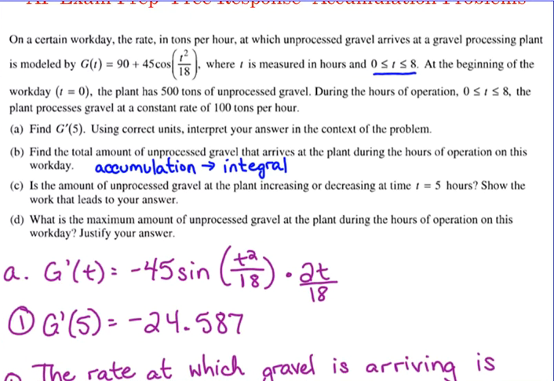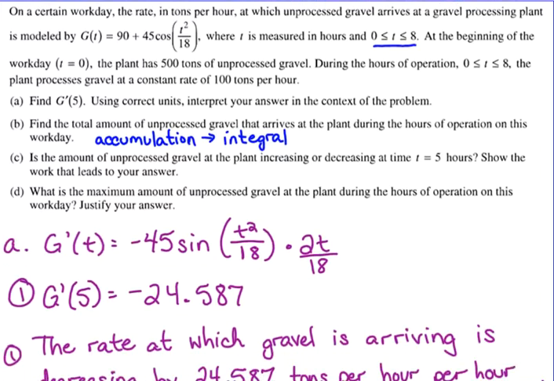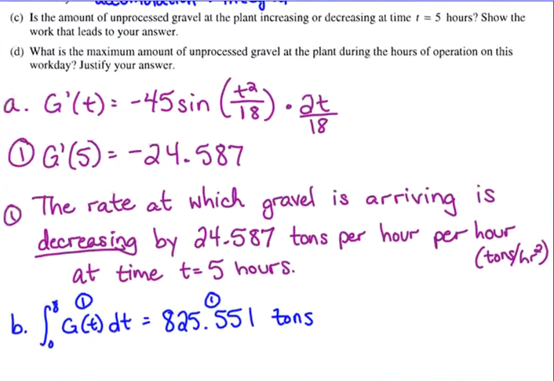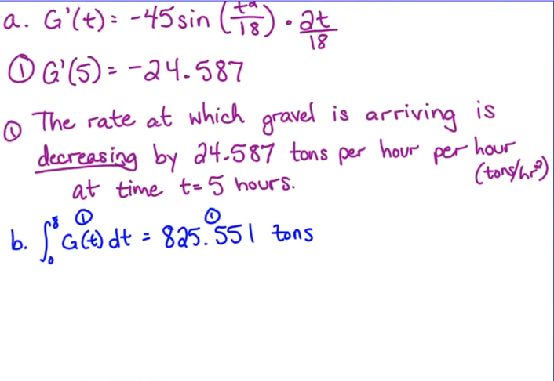G of t tells us the rate at which it's arriving. And then it says it processes it at a constant rate of 100 tons per hour. So really, what we need to do is find G of 5, not G prime of 5. Just plugging that into our function in our calculator gives us 98.140. Okay, that's the rate at which it's arriving.